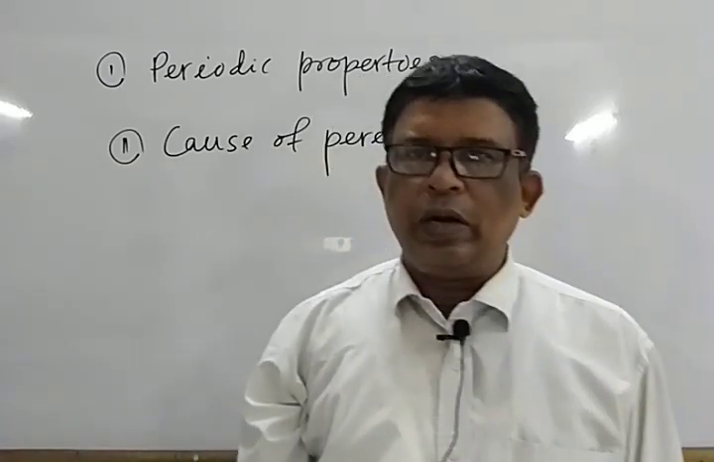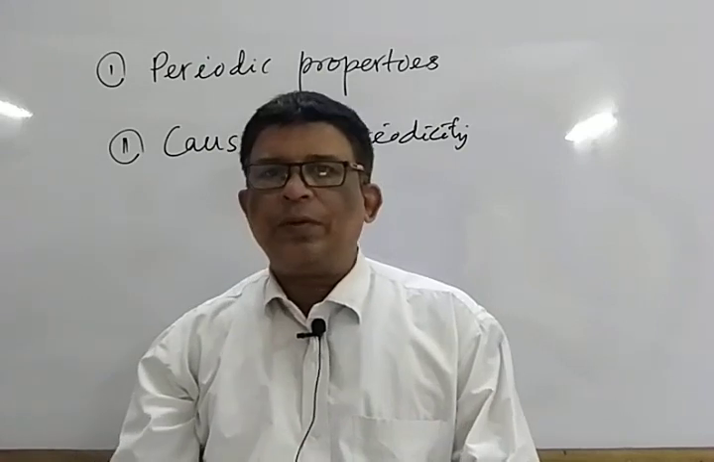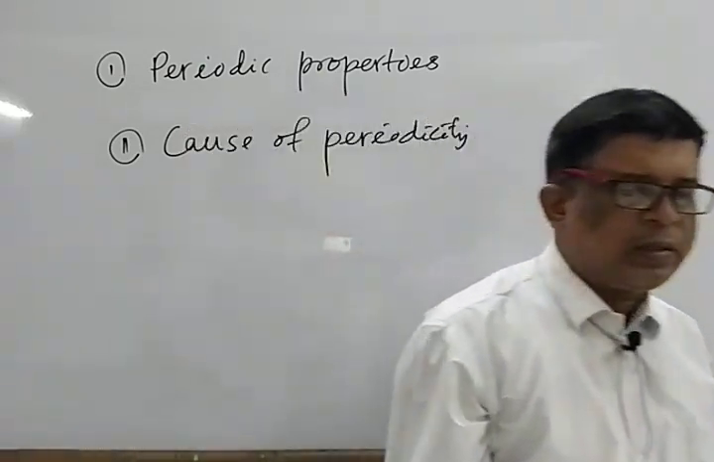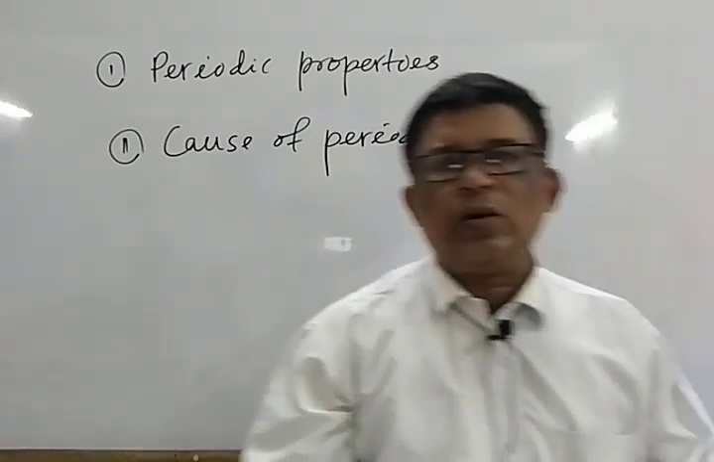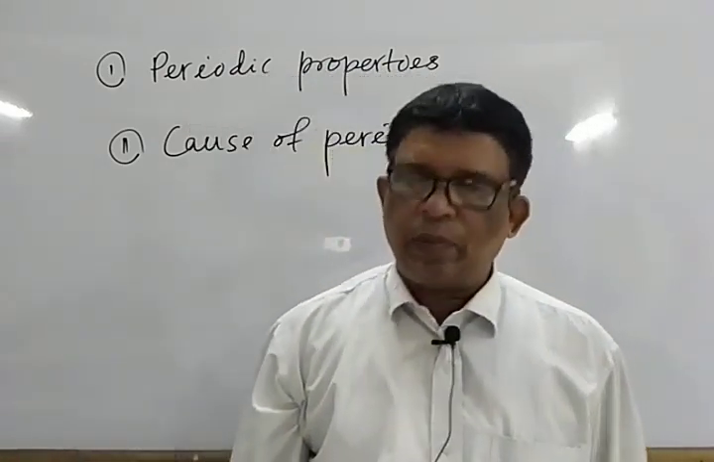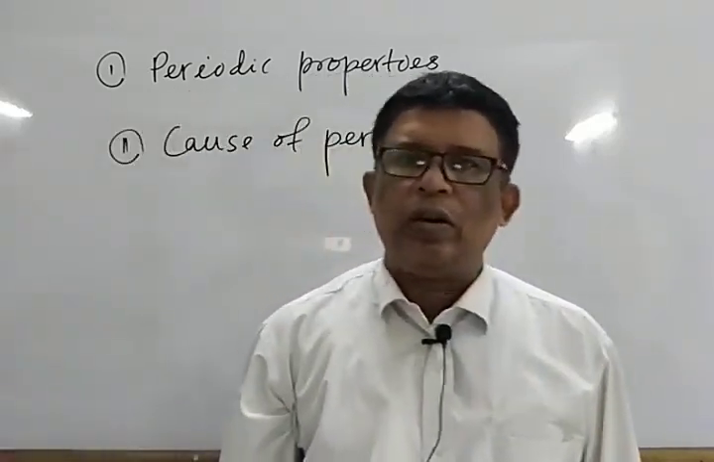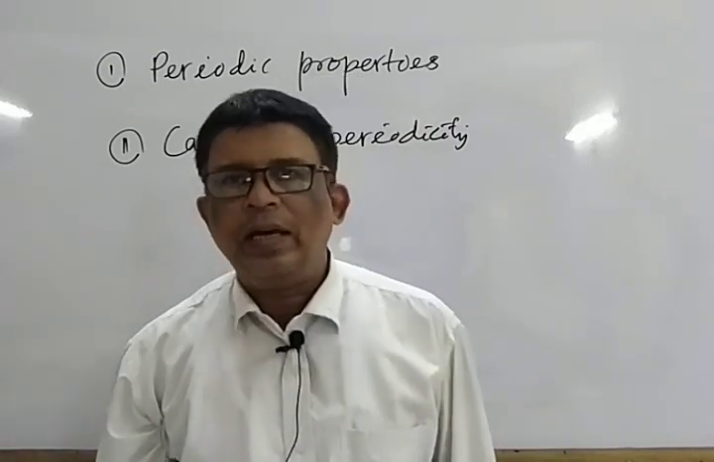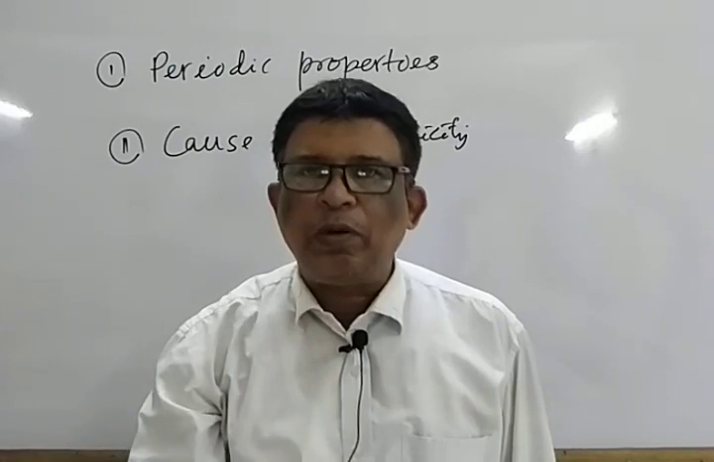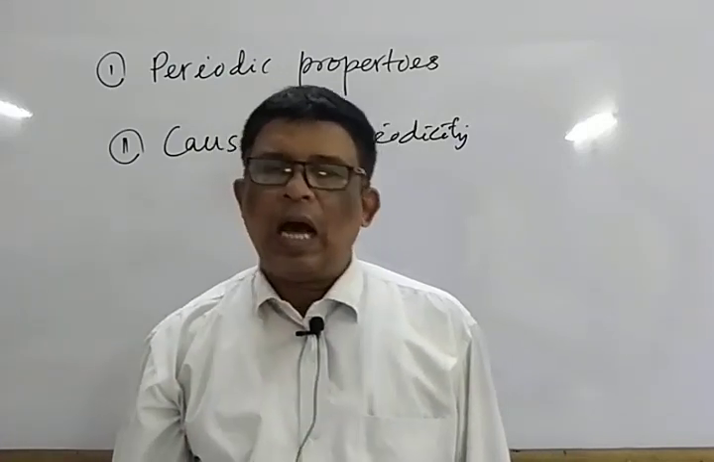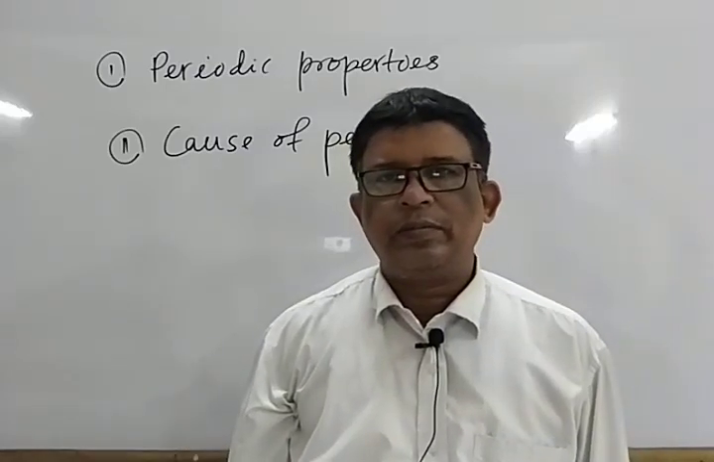What do you mean by periodic property? That means the appearance of similar properties. That means the properties which are directly or indirectly related to the electronic configuration, and which vary across a period, that means from left to right, and from top to bottom in a group in the periodic table, are known as periodic properties.